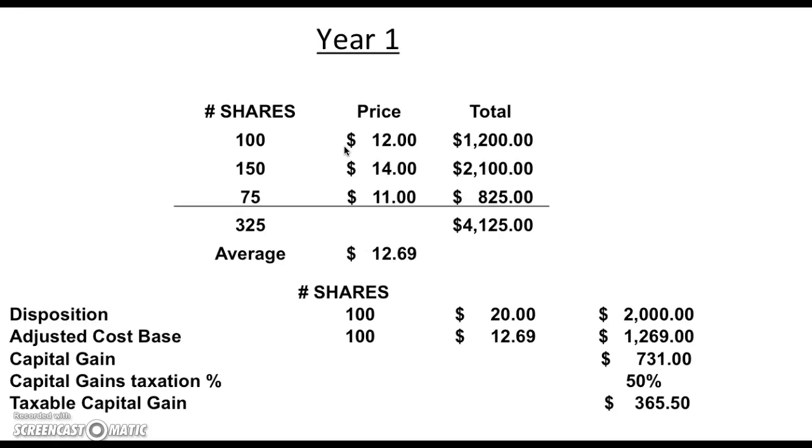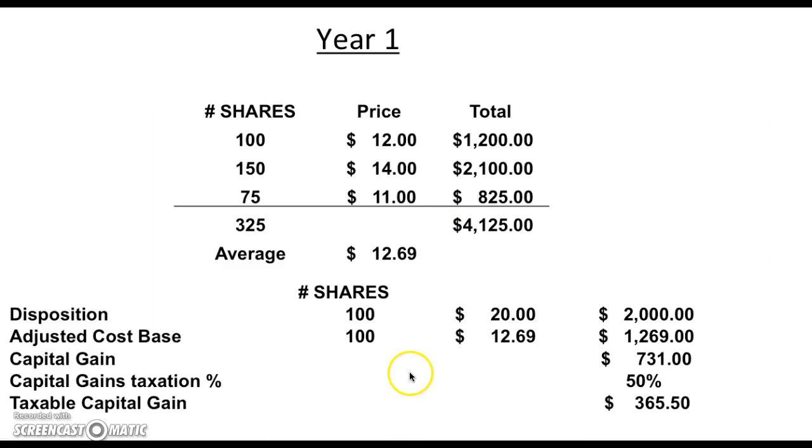So in year one, this individual, as was indicated, bought shares on 3 occasions. These were the prices they paid for a total in each transaction, adding up to $4,000. They purchased 325 shares in total. That yields an average price of $12.69.